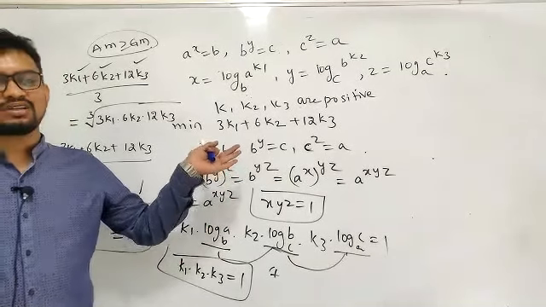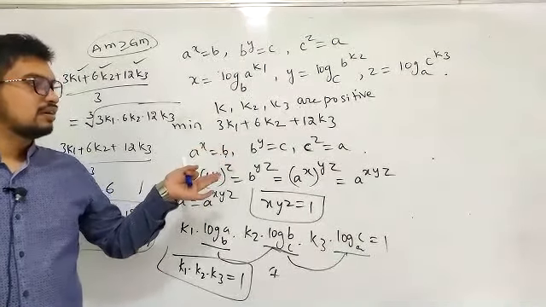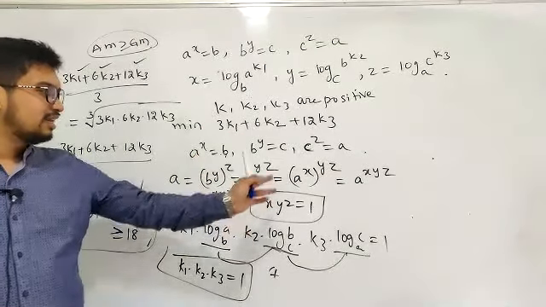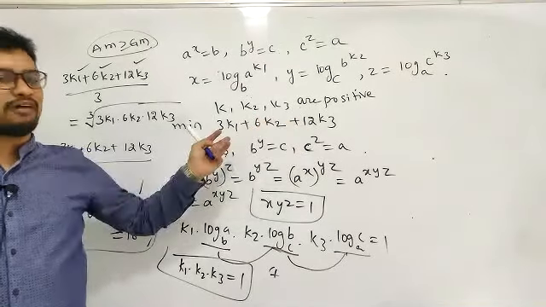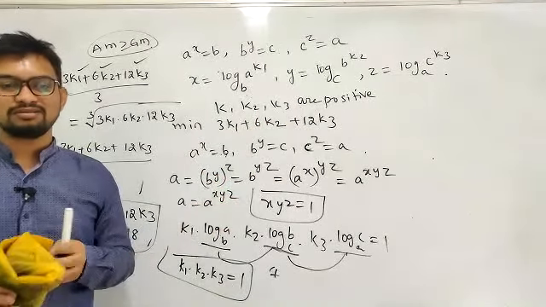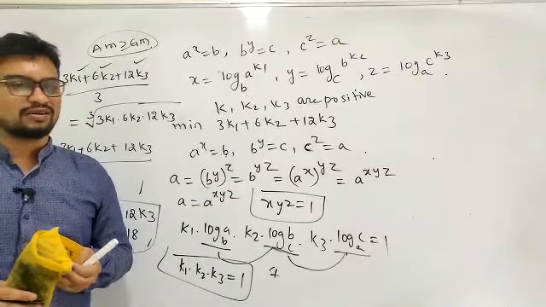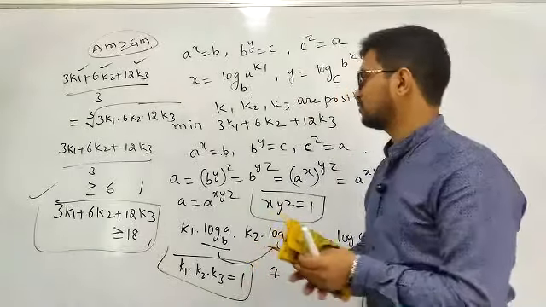Did you take them as integers? Or k1, k2, k3 as 1, 1, 1, all three values 1? It was not said that they are integers. They didn't mention that they are integers. So the answer will be that. You have to use AM greater than or equal to GM from that.